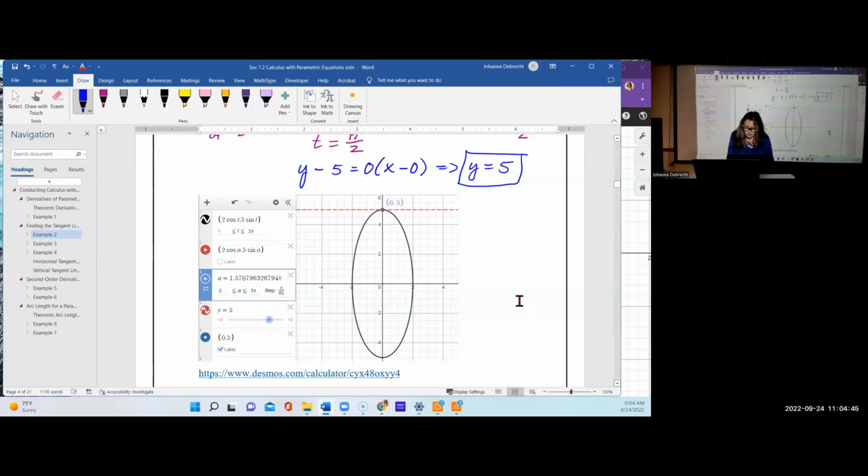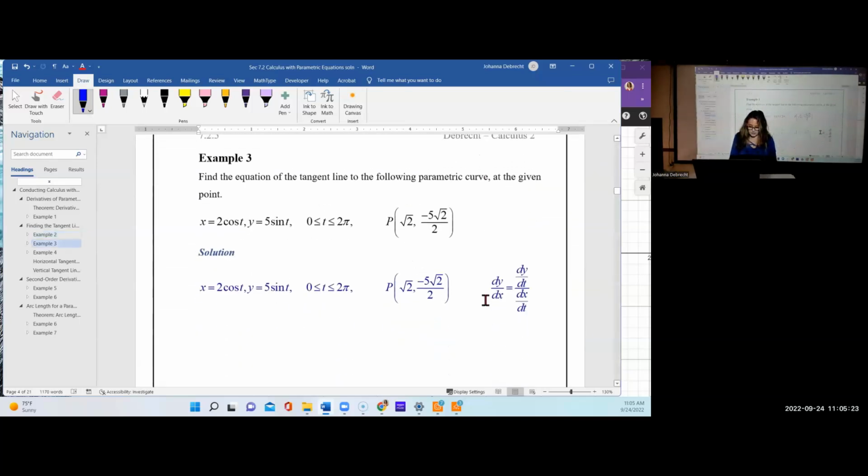Now, something interesting to notice: the first one is 2 cosine of t, the second one was 5 sine of t. The 2 cosine of t produces an ellipse with a semi-minor axis length of 2. Going all the way across would be 4, but from the center to the edge is 2, which corresponds to the 2 in the x equation. The 5 in the y equation goes in the vertical direction, and from the center to the edge along the major axis, it's a length of 5.